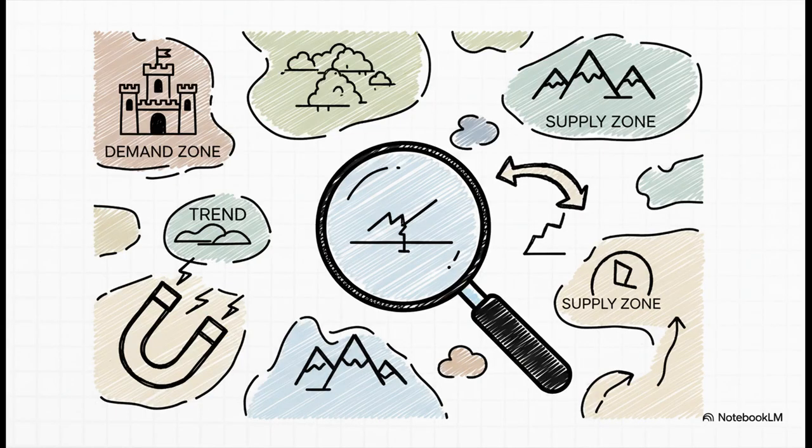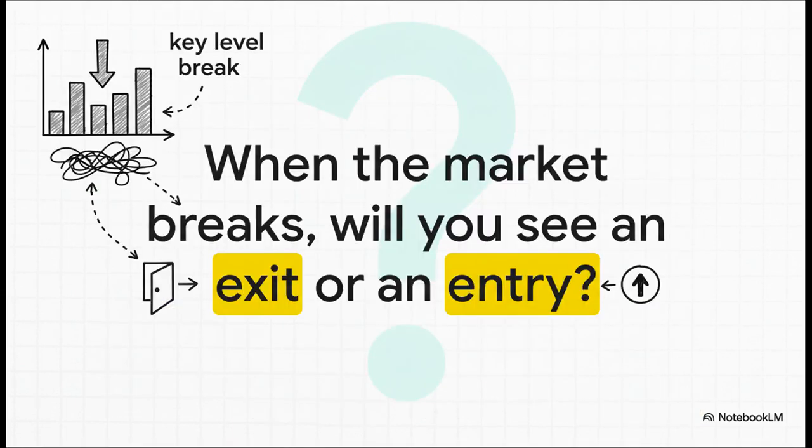Look, if you take only one single thing away from this entire explainer, please let it be this. A break of structure all by itself is pretty much meaningless. You have to zoom out and read the whole map. The location, those liquidity magnets, the bigger story the chart is telling you, that is where you find your edge. Context is everything. So from now on, the next time you see the price break a key level, you're going to have this new lens to look through.